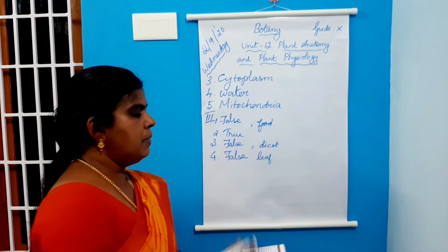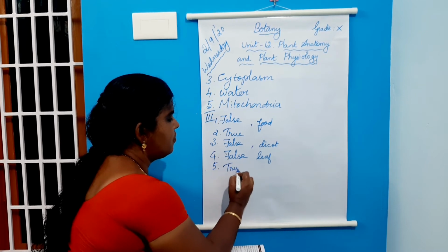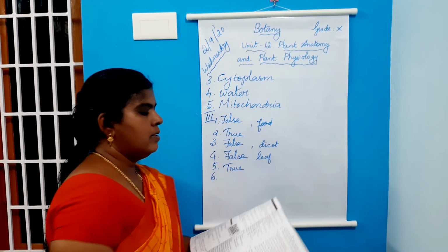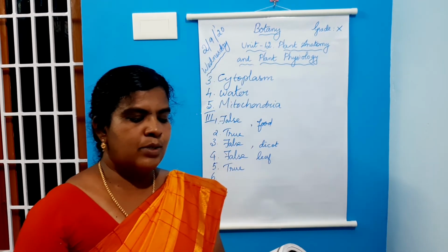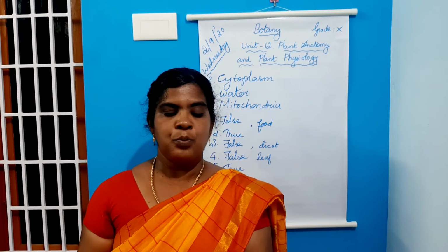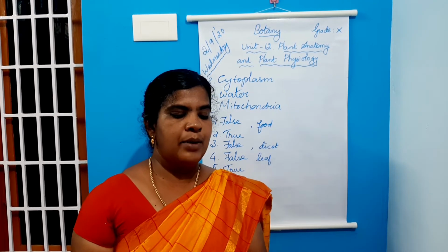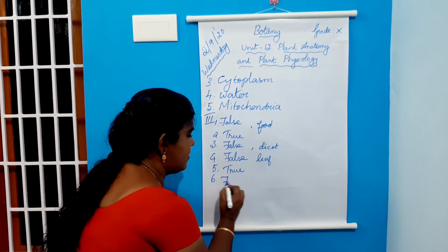Fifth question, mesophyll contains chlorophyll. True. Sixth question, anaerobic respiration produces more ATP than aerobic respiration. The given statement is false.